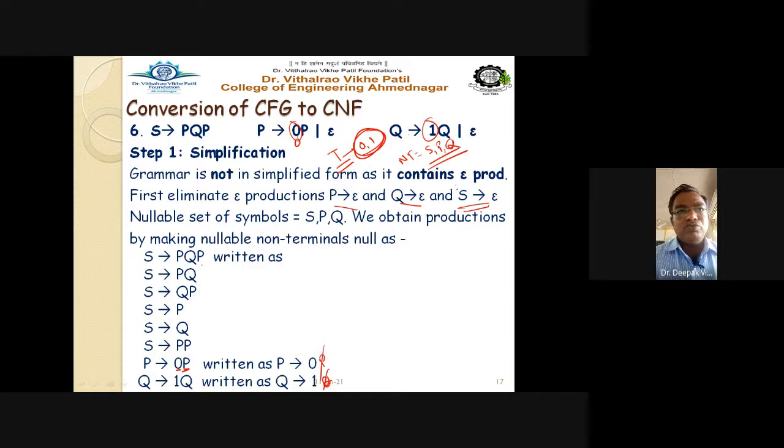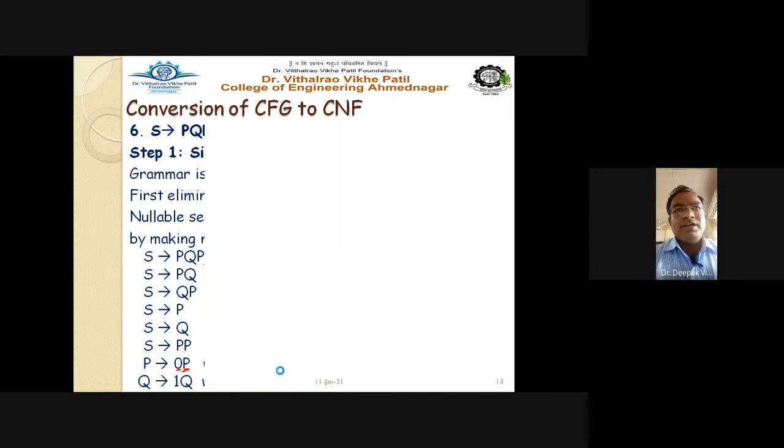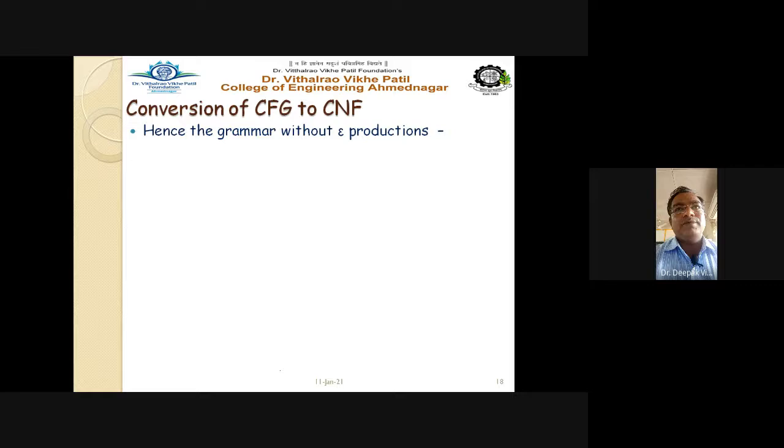So these new rules we have obtained here, just summarize all these obtained rules and write them in a simple format. So the grammar without epsilon production becomes this one, right? S produces PQP, PQ, QP, PQ, PP, and P gives us 0P and 0. Q produces 1Q and 1.